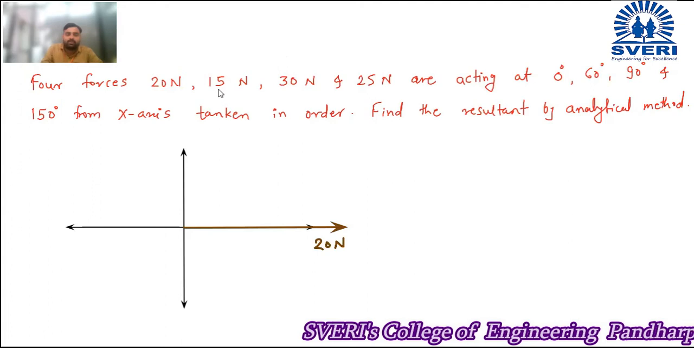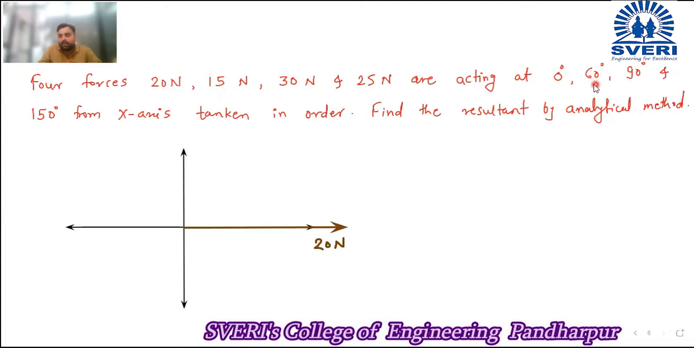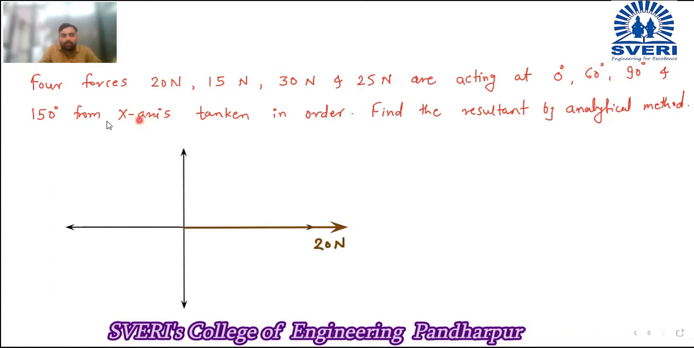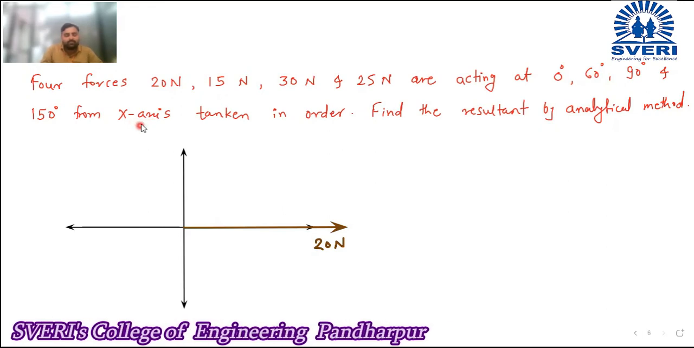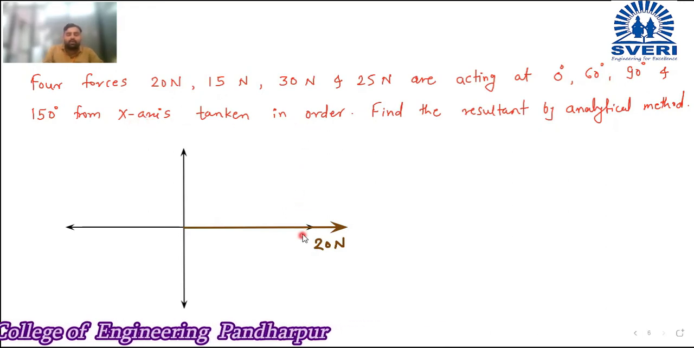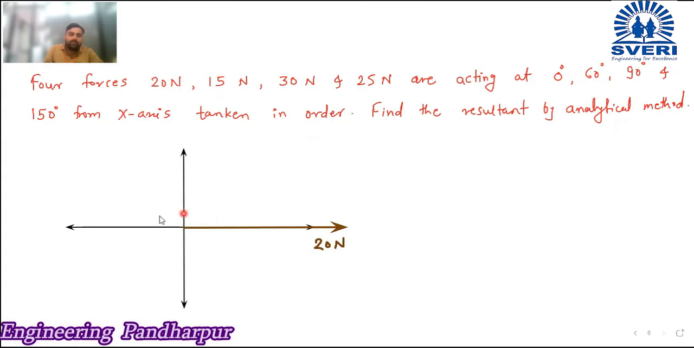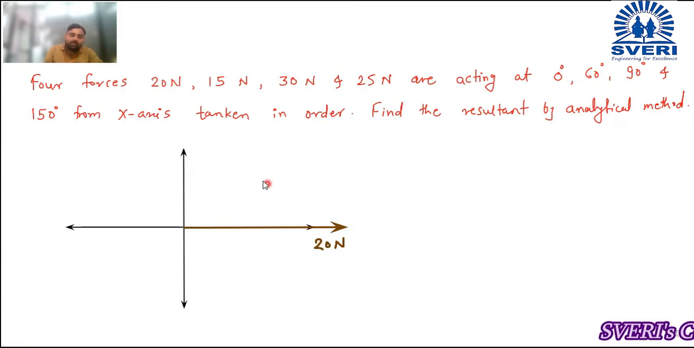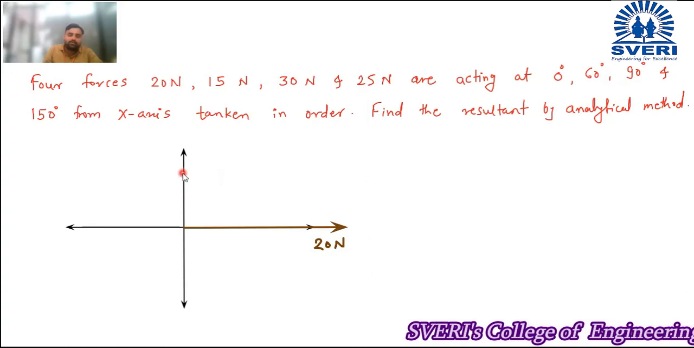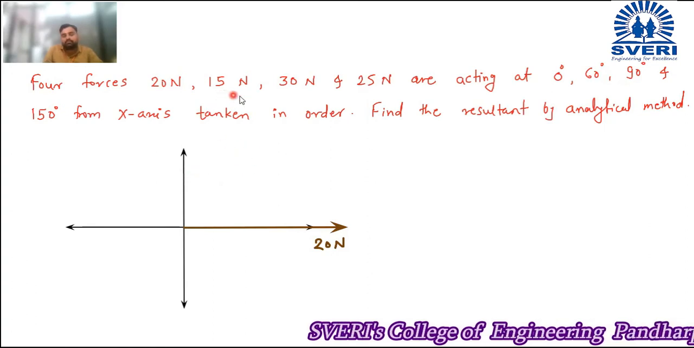Second force is 15 Newton. Angle is 60 degree, measured from the x-axis. Taken in order, so they have told us taken in order. So now we have to go by this conventional method. We always measure the angle anti-clockwise.